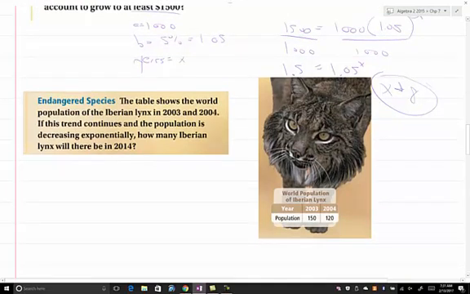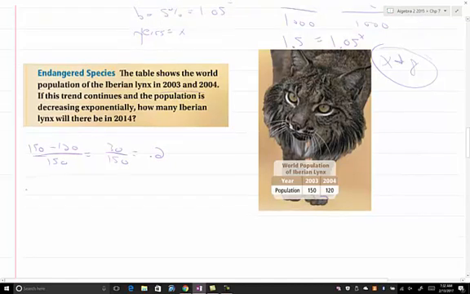Second type we're looking at is we have a 1 year change here. We're looking at the Iberian lynx. So we have 150 minus 120. They didn't give us a percent change, so we have to find out what it's changed. So it's 30 over 150, which is 0.2. And that number is going down. Okay, so from year to year, that number is going down. So we have a decay of 20%. And here's where things get tricky.